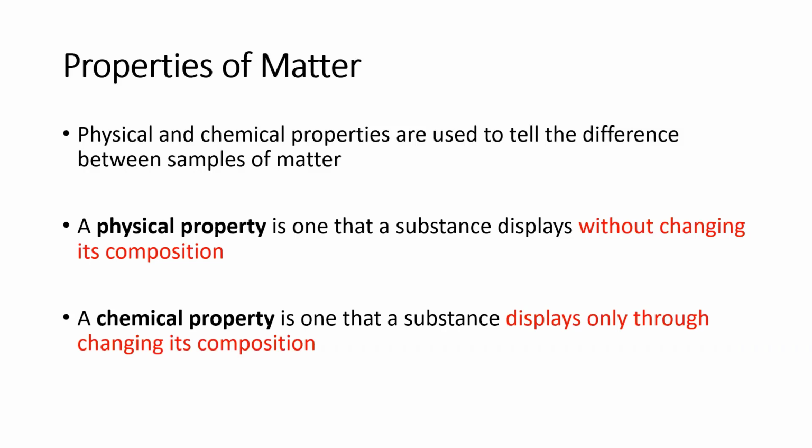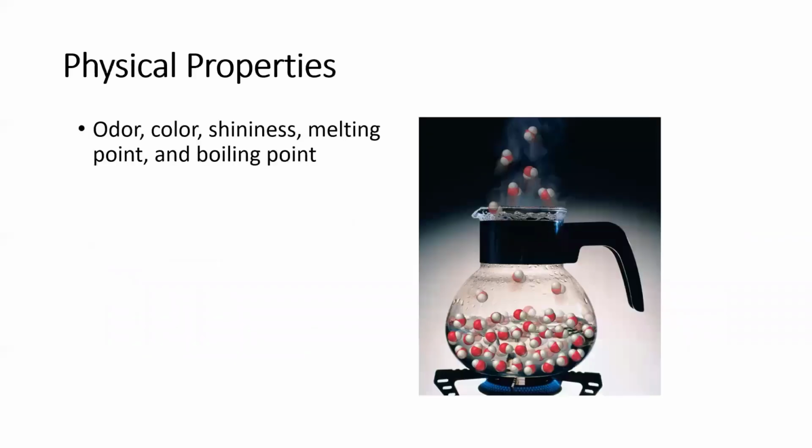A chemical property is one where you would be able to identify it because it reacts and forms a different type of matter. There's been a change in its composition. So flammable, corrosive. These are examples of chemical properties. So again, with physical properties, the matter doesn't change.